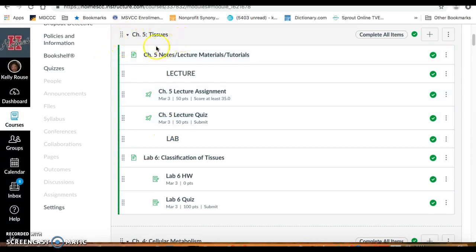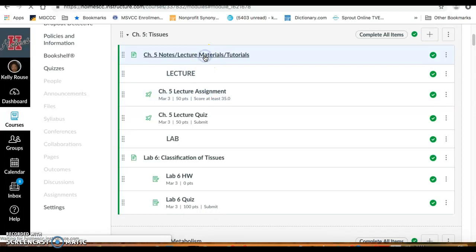In the Chapter 5 module you will have, as always, notes, lecture materials, and tutorials. Then you will have the Chapter 5 lecture assignment and Chapter 5 lecture quiz. For lab, that will be Lab 6, classification of tissues, to go with Chapter 5, classification of tissues. You will have a Lab 6 homework assignment and a Lab 6 quiz. Again, all of these assignments are due before 11:59 on March 3rd.